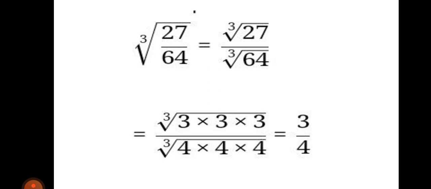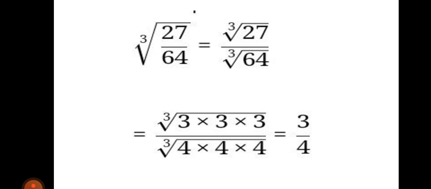3 multiplied by itself 3 times will give us 27. All over, which other number multiplied by itself 3 times will give us 64? That is 4. So we have the cube root of 3 cubed and 4 cubed. Now we have seen that 3 times 3 times 3 is 27, divided by 4 times 4 times 4, which is 64.